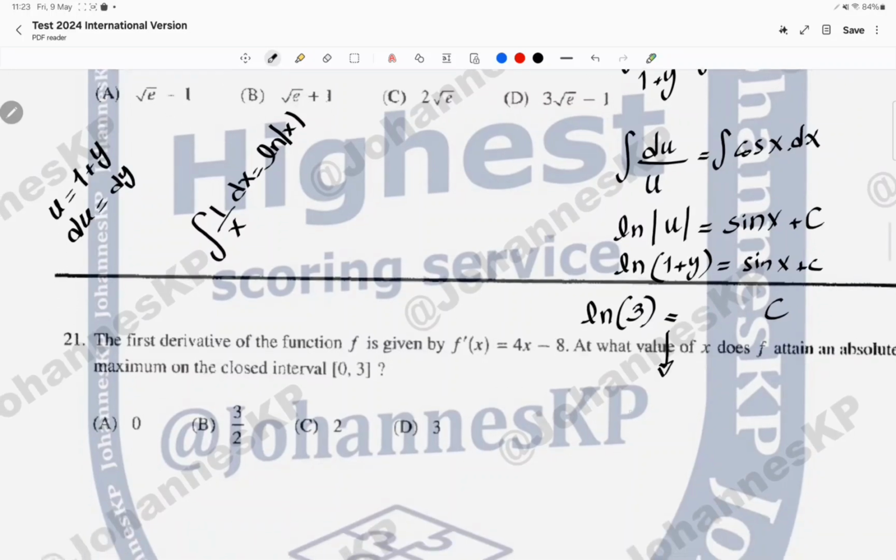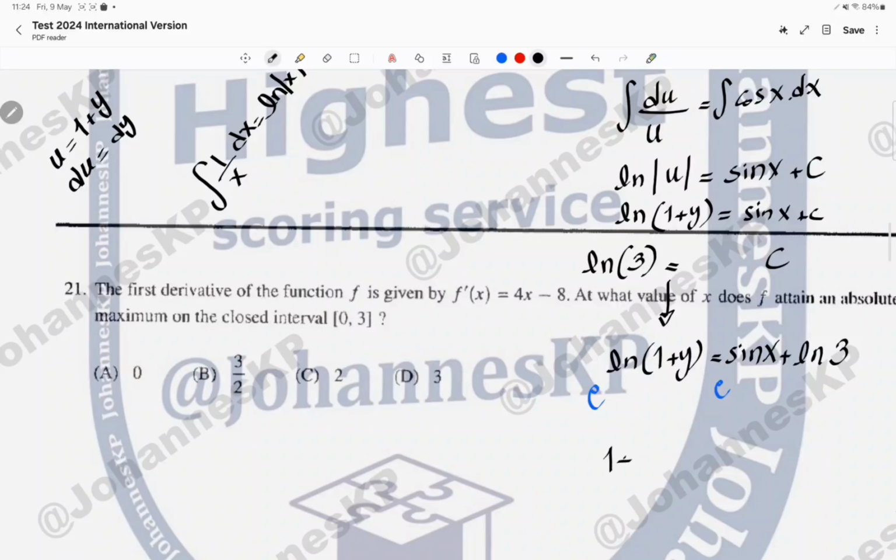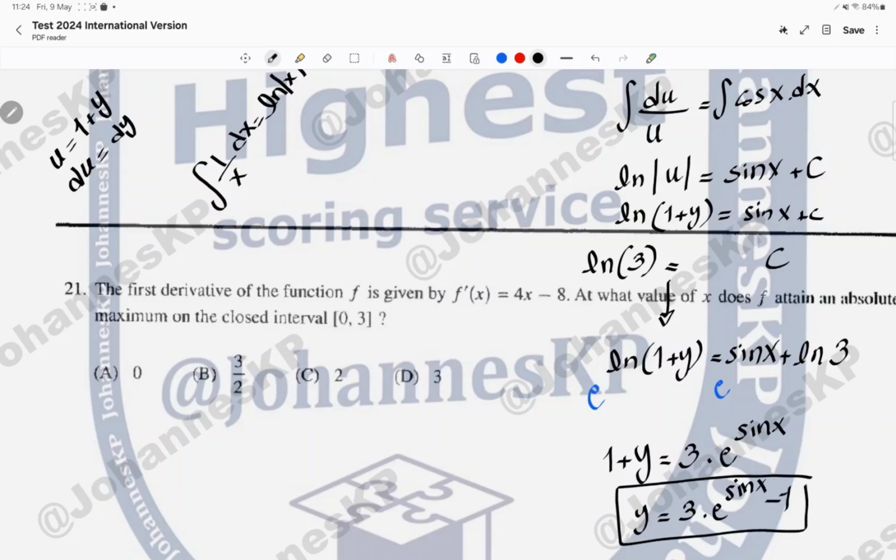Now, let's continue. So I'm going to say ln of 1 plus y is equal to sin x plus ln of 3. How would I remove the ln? I have to take e as the base. Yes. So e with ln will go away. You get 1 plus y. e to the ln of 3 becomes 3. e to the sin x. So y is equal to 3 e to the sin x minus 1.